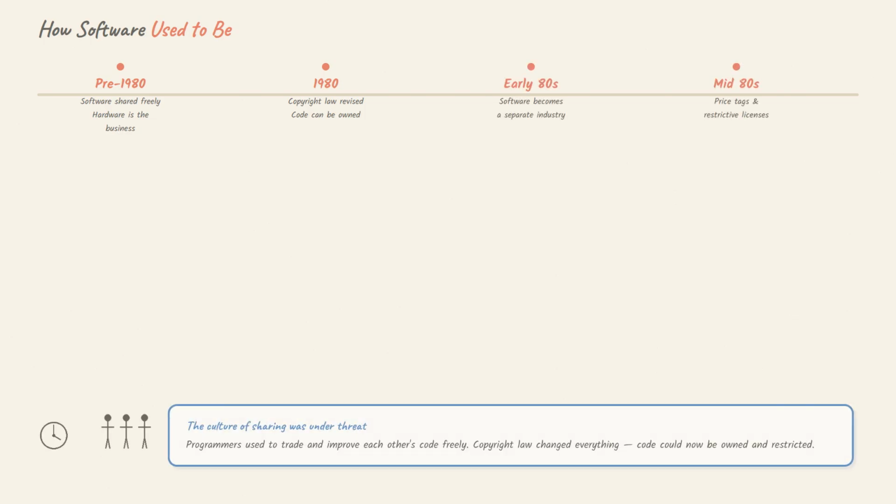Then everything changed. In 1980, the United States Congress revised copyright law to cover software for the first time. Suddenly, code could be owned. Hardware companies realized there was profit in software itself. By the mid-1980s, software became its own industry with price tags, licenses, and restrictions. The culture of sharing that defined early computing was under threat.